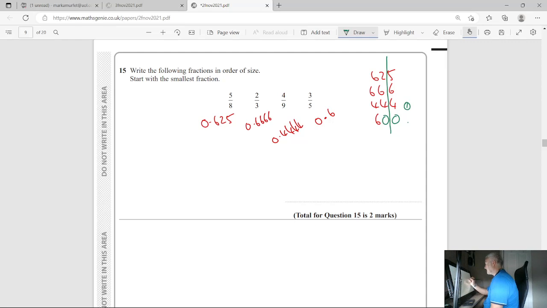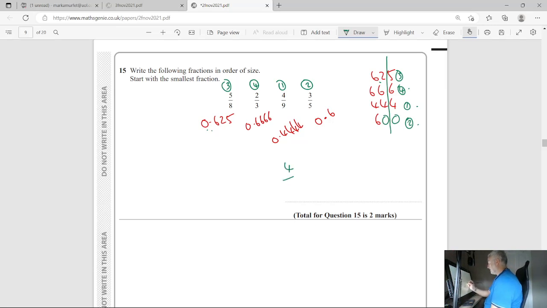So the smallest is that one. The second one is the 600. The third one is 625. And the fourth one is 666. So again, you can see where they've come from this side. That's your third one. This one is your fourth one. This one is your first one. This one is your second one. So if you have a logical system when you're writing it down, you can see where your answers have come from. You'll be able to trace it backwards.